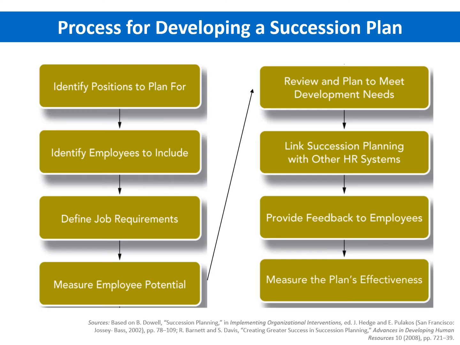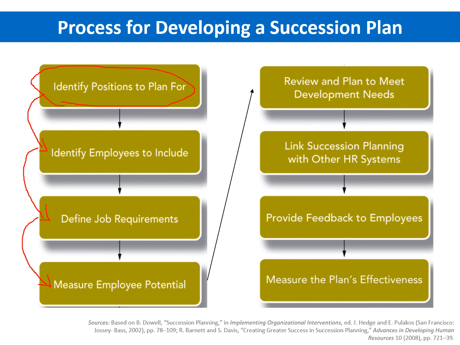Now, as we work through succession planning, we have to start by identifying positions to plan for. What positions do we think are going to be open in the near future? Then from there, we're going to start identifying what employees to include in the succession plan. We're going to look at the job requirements for positions that are going to be open. We're going to consider employee potential. We're going to measure employee potential.